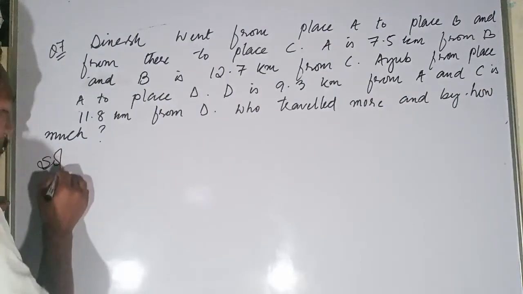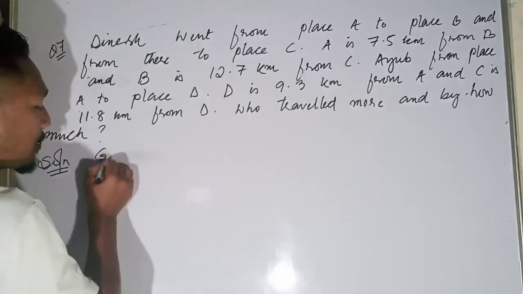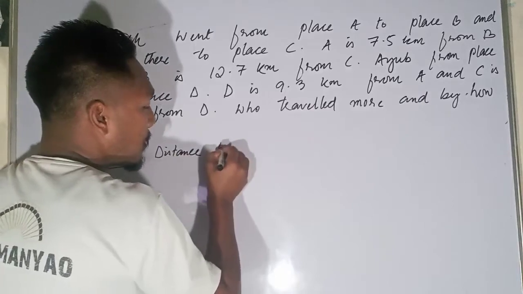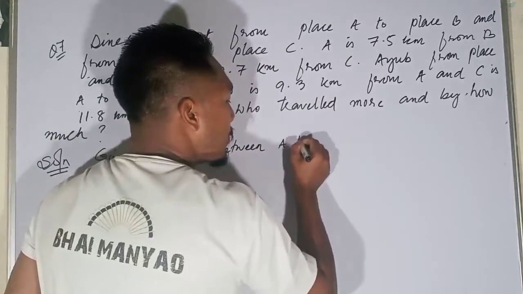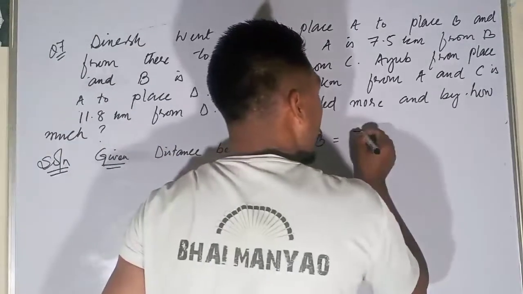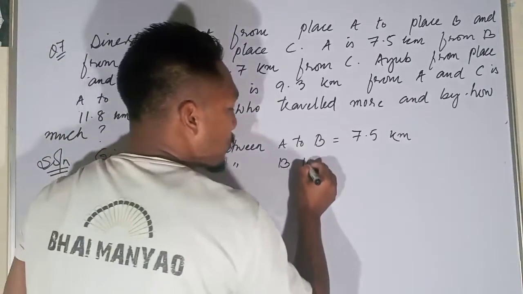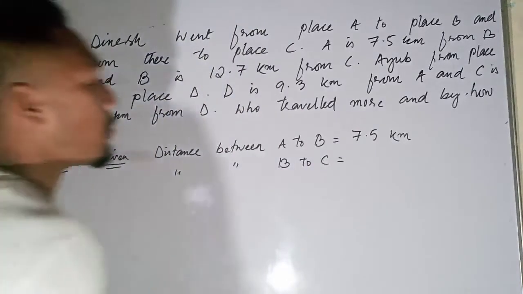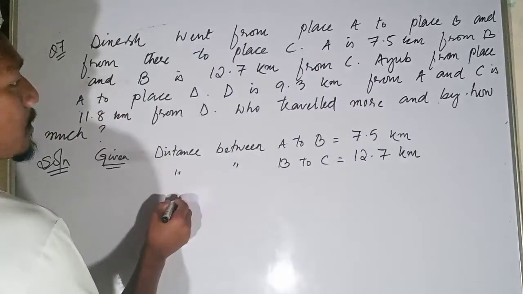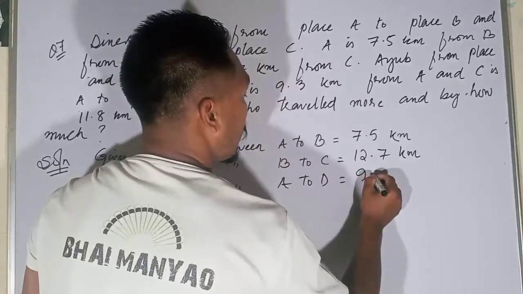Solution series, total distance. First of all, we will write down the given values, which will be better. Given values: distance between A to B is 7.5 kilometers. Then distance between B to C is 12.7 kilometers. Then distance between A to D is 9.3 kilometers.